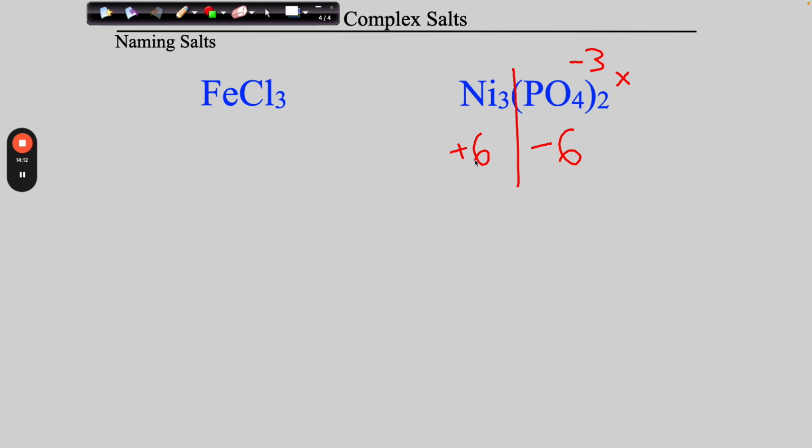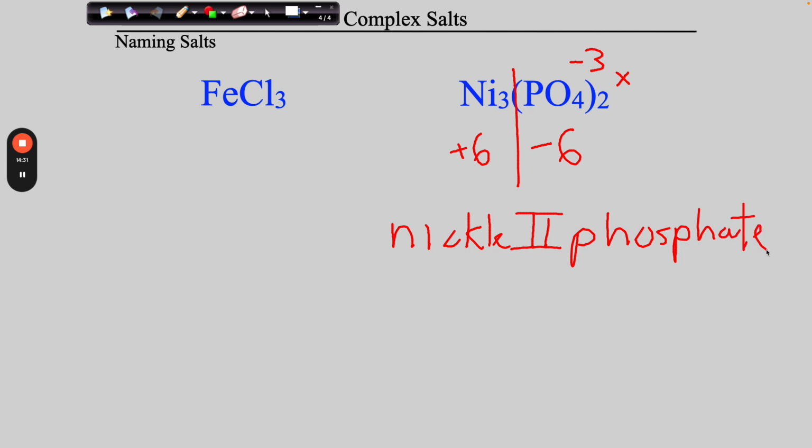So if the total positive charge is +6 and there's 3 nickels that are creating that charge, what's the charge of each nickel? 2. 6 divided by 3 is 2. So this would be nickel 2 phosphate. Notice not nickel 3. It's not how many, it's the charge. How'd we do there? You okay? And guys, you're always good at asking questions. So I'm assuming, please, Sam.